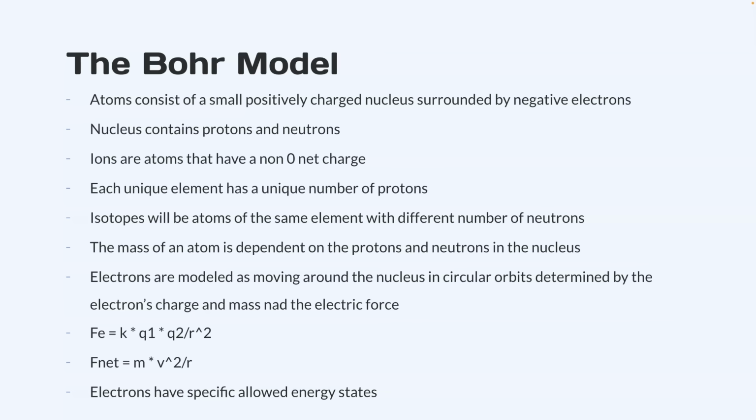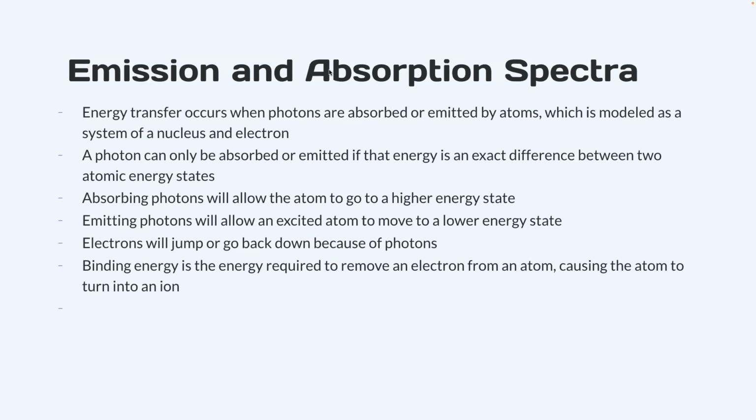Electrons have specific allowed energy states. The electron is quantized. It can only exist in certain energy states and not others. So energy transfer can occur when photons are absorbed or emitted by atoms, and this is modeled as a system of a nucleus and electron. A photon can only be absorbed or emitted if there's an exact difference between two atomic energy states. So the photon energy must be the exact difference between two atomic energy states.